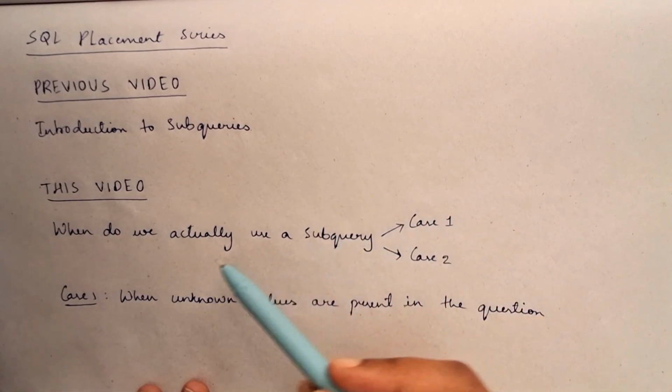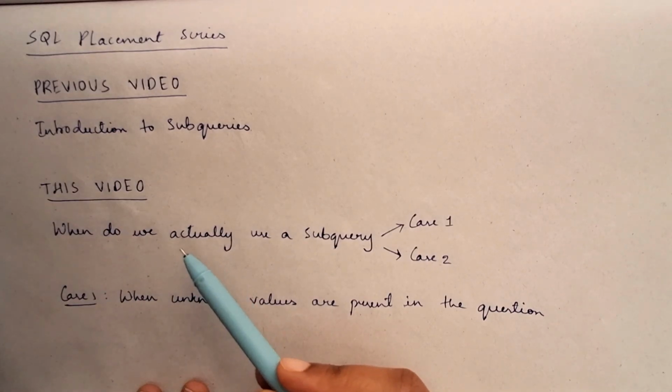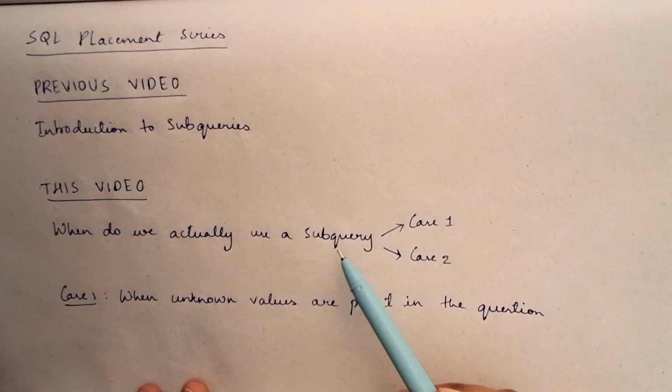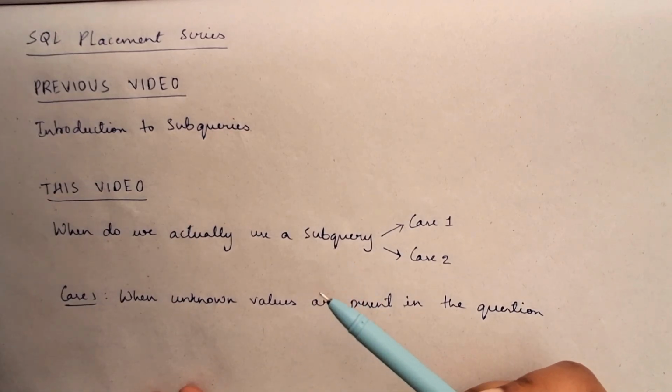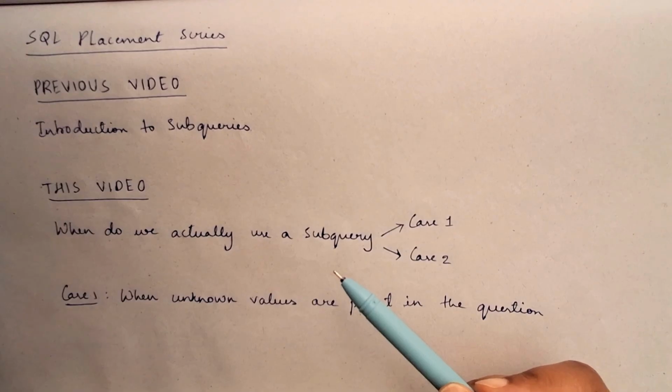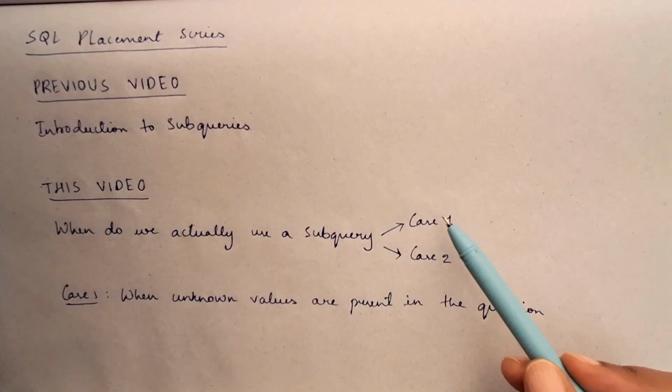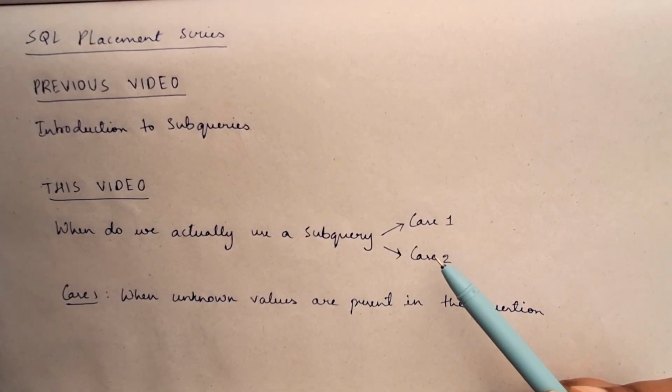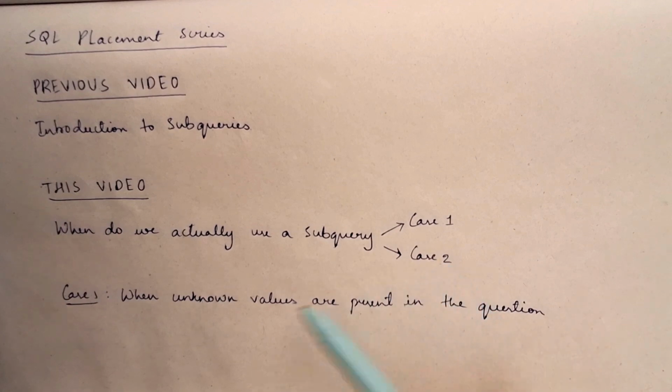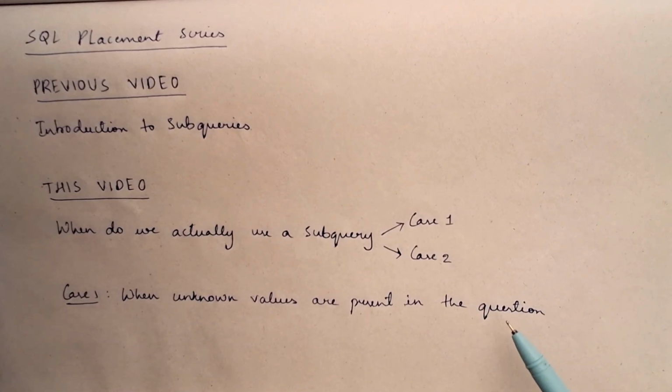So guys, now the question comes, how do we get to know that we have to use subqueries in a given question? Because that is our main motive, right? To write SQL queries to a given question. For that we have two cases. And in this video, we will discuss case 1, that is when unknown values are present in the question. We have to use a subquery for this. So guys, let's get started.